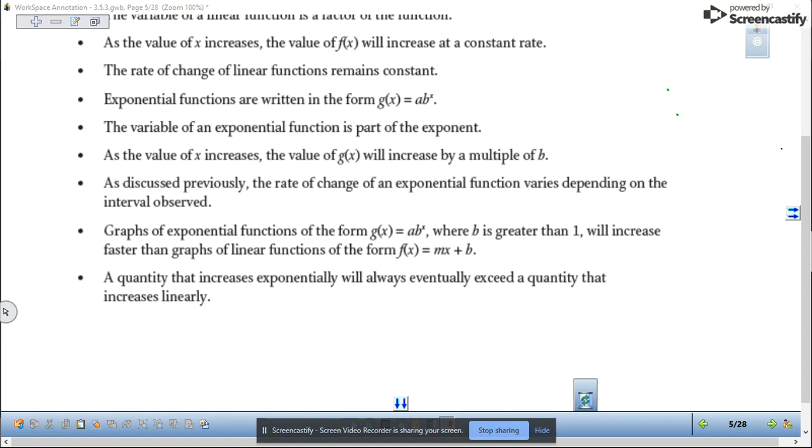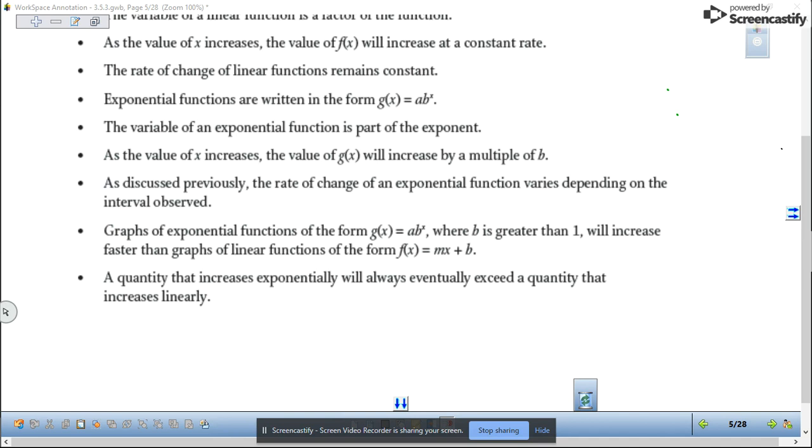The two that I want to draw your attention to are these bottoms right here. Graphs of exponential functions of the form g of x equals a times b to the x power, where b is greater than 1, will increase faster than graphs of linear functions of the form f of x equals mx plus b. In other words, over time, the exponential function will always exceed the linear function, assuming that they're both increasing. So that is super important. That's probably the most key piece of information about this whole lesson.